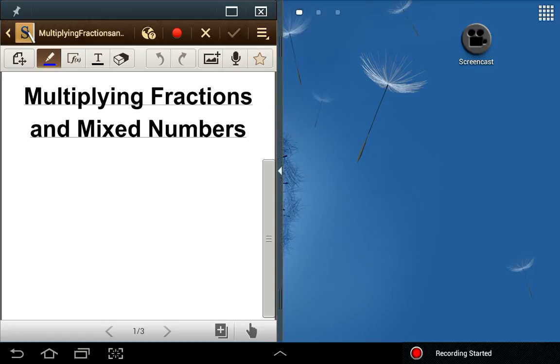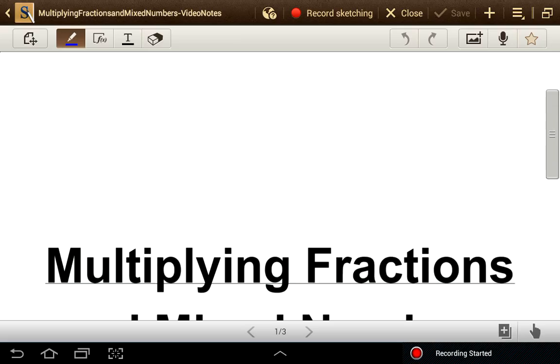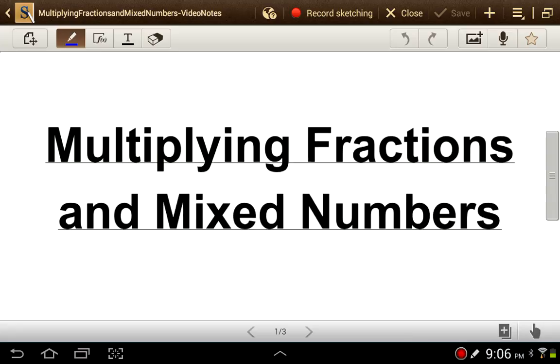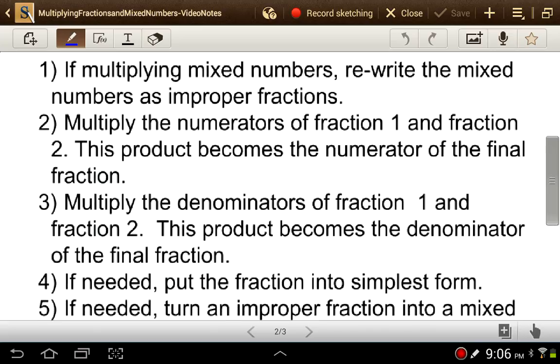Alright, here we go with our next video on multiplying fractions and mixed numbers. We're going to go through some real quick examples on multiplying fractions and mixed numbers. So let's first go over the rules on the next page. A lot of rules again.